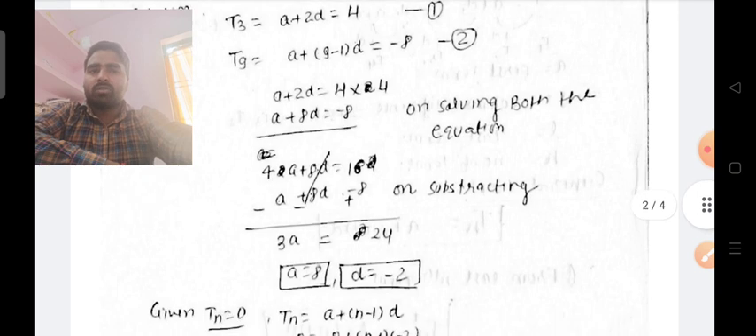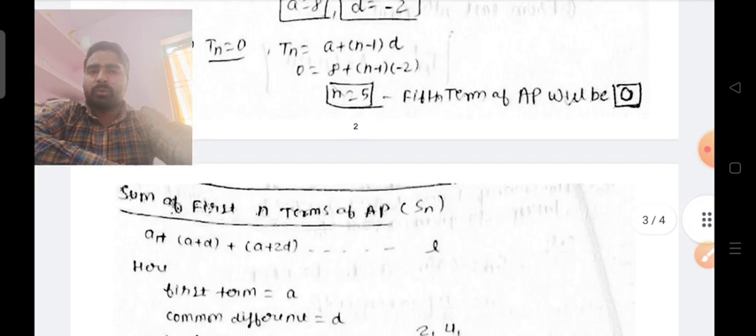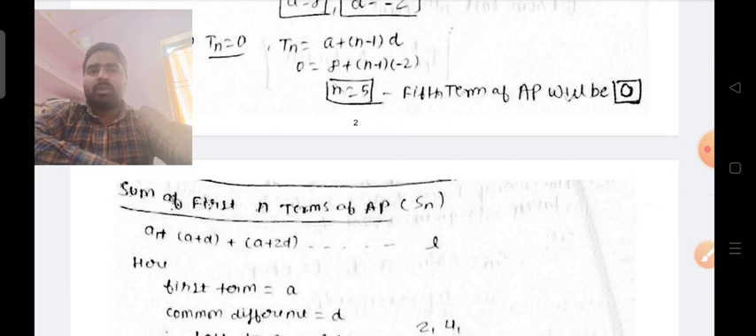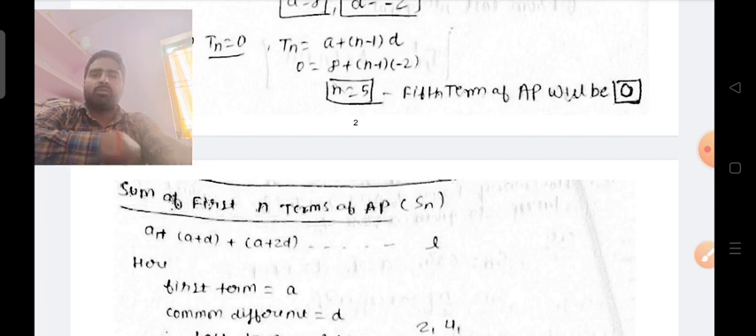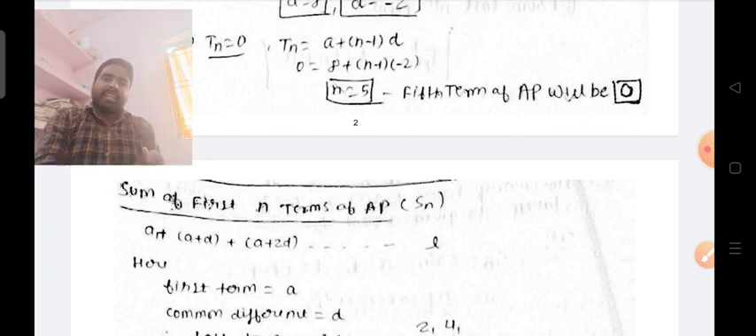This is also a question. It is a very important question. We are able to solve it. Now we will move forward. How to find the sum of the first n terms of AP? Then we have a series: a, a plus d, a plus 2d, a plus 3d, and so on, up to a plus n minus 1 into d.